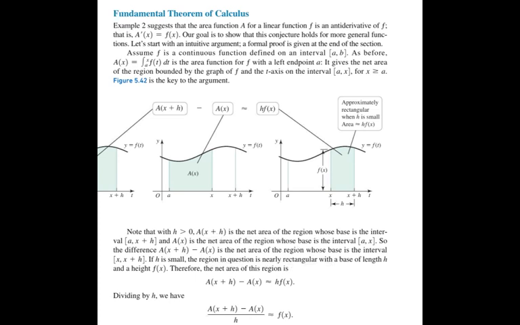Assume f is a continuous function defined on the interval [a, b] as before. The area function is going to be given by the integral from a to x of f of t dt. Again, it's going to be the area function for f with the left endpoint of a. It gives the net area of the region bounded between the graph of f and the t-axis on the interval from a to x, for x greater than or equal to a.